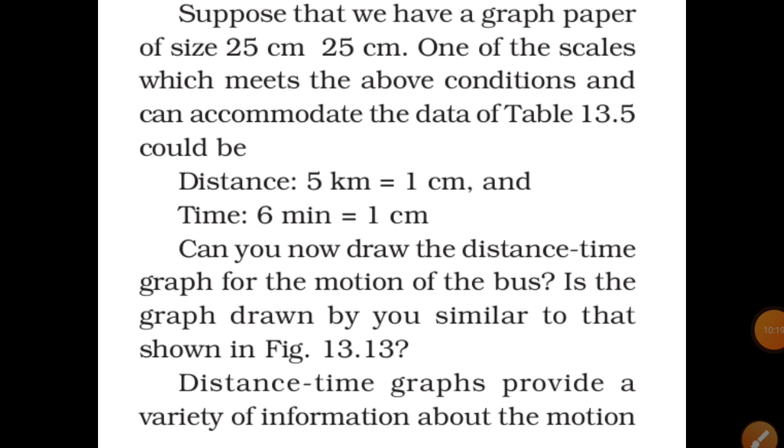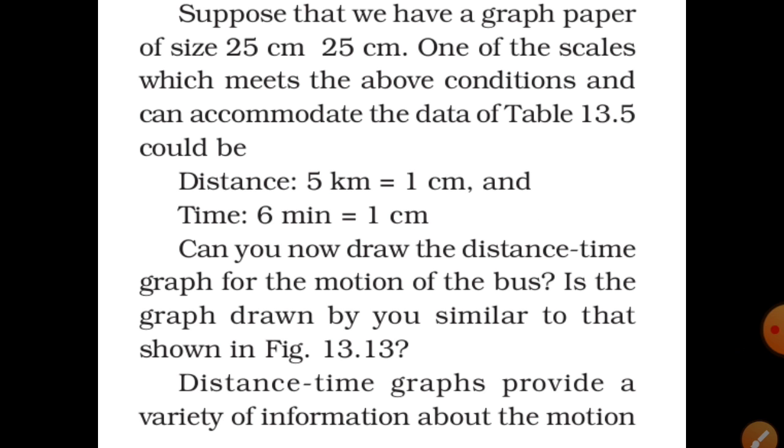Suppose that we have a graph paper of size 25 centimeter. One of the scales which meets the above condition and can accommodate the data of the table: distance 5 km equals 1 centimeter and 6 minutes equals 1 centimeter. Can you now draw the distance-time graph for the motion of the bus? Is the graph drawn by you similar to that shown in figure?